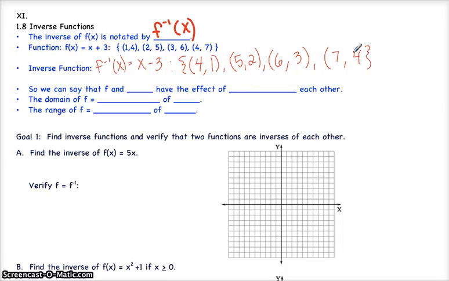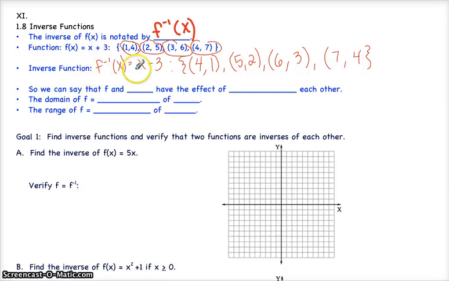Now I would like you to notice what happened to our ordered pair 1, 4. If you look at 1, 4 in the original function, you have 4, 1 in the inverse function. And we have an ordered pair of 2, 5 in the original, 5, 2 in the inverse, 3, 6 in the original, 6, 3 in the inverse, 4, 7 in the original, 7, 4 in the inverse.